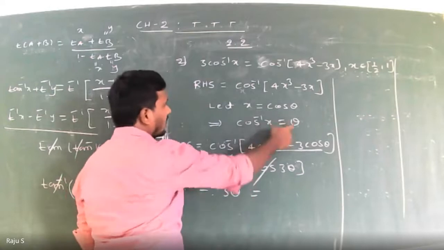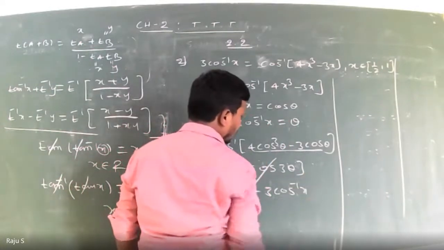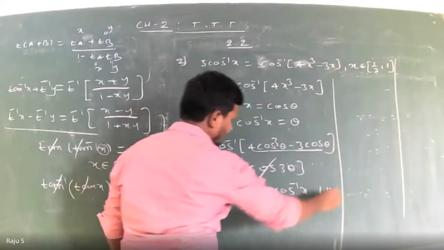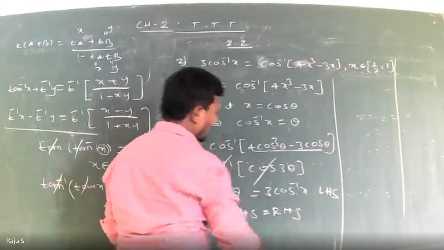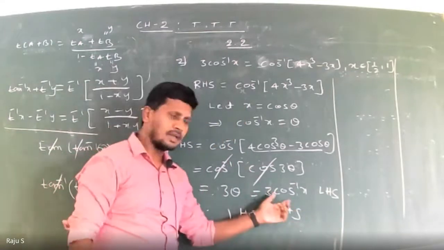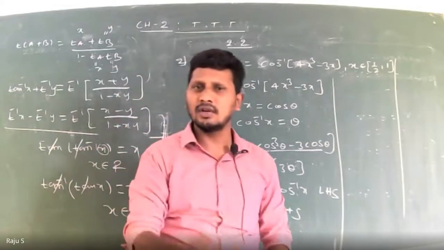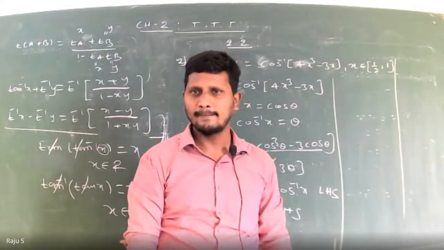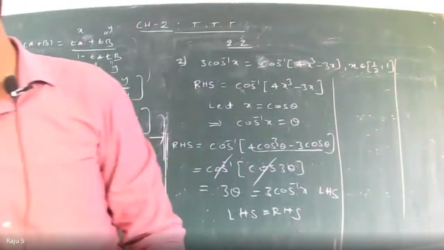What is theta we got here? 3 theta means 3 cos inverse x. So this is the required LHS. Therefore LHS is equal to RHS. I am taking RHS, I proved the LHS, then it is equal. Clear? In the same way you can do the first one. Third and fourth also you can try.